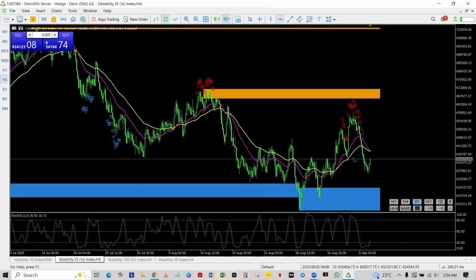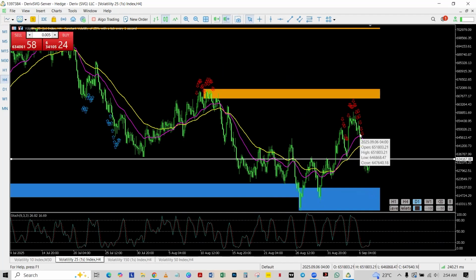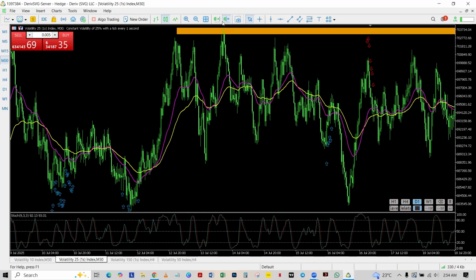Okay, this is the level here. So if the market breaks this line, which it has already, then it confirms to me that the market is ready to move lower. So for me to get a discounted price, a cheaper price to enter, I'm going to wait for the market to pull back. For my pullback, I'll be looking at the 30 minutes chart.